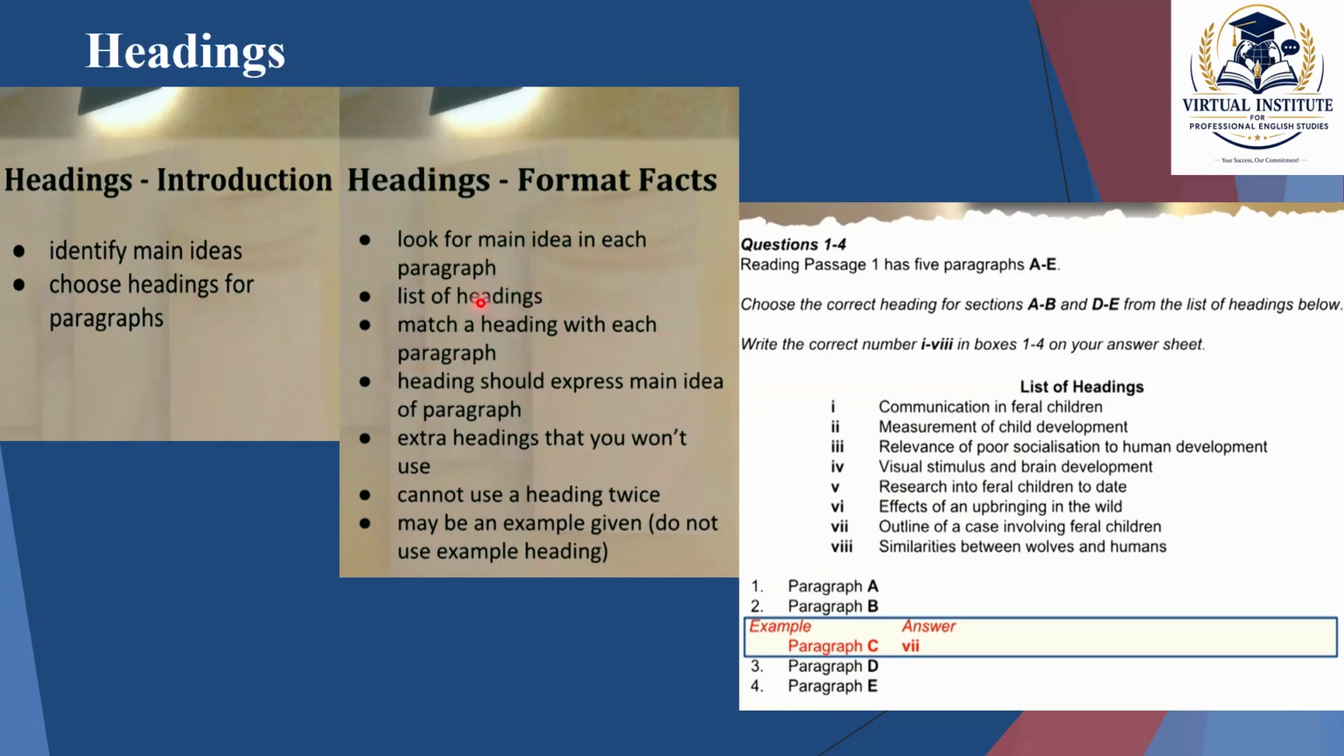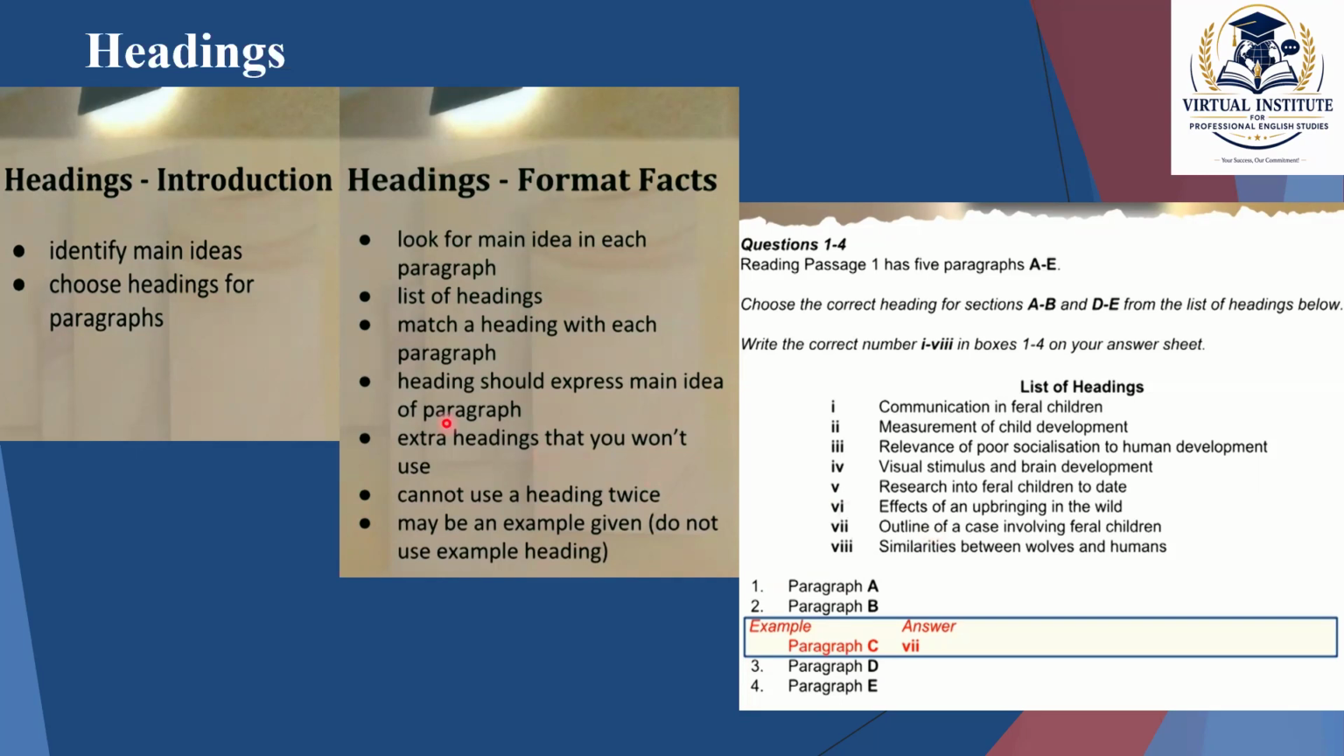For example, if there is a paragraph and it's talking about, let's say, climate change, the overall or main idea of the paragraph is climate change. So you will be looking for anything related to climate change. If there is any possible heading given in the options regarding climate change, you will just tick that option, and it means that you have found your answer to the question, right?